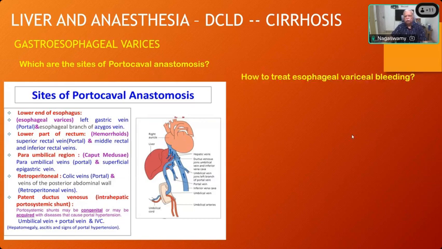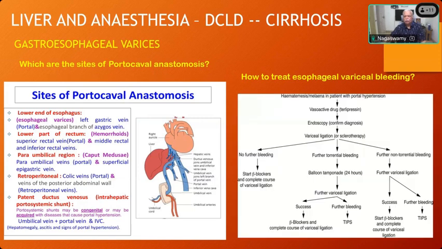How to treat esophageal varices? Does it require treatment or not? Yes, sir. What is the risk if you don't treat it? Hypovolemia. They can bleed and produce massive hemorrhage. Okay, that is the most dangerous risk of that varices.